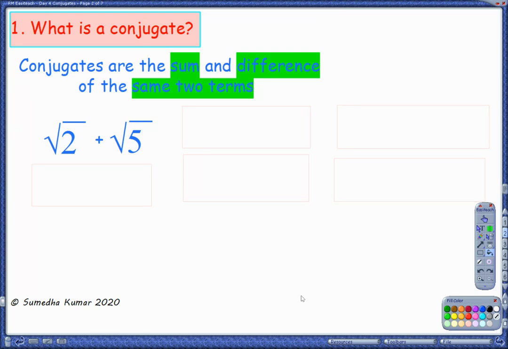So conjugates are the sum and difference of the same two terms. So, for example, if I have radical 2 plus radical 5, then the conjugate of radical 2 plus radical 5, which is a sum, is going to be radical 2 minus radical 5.